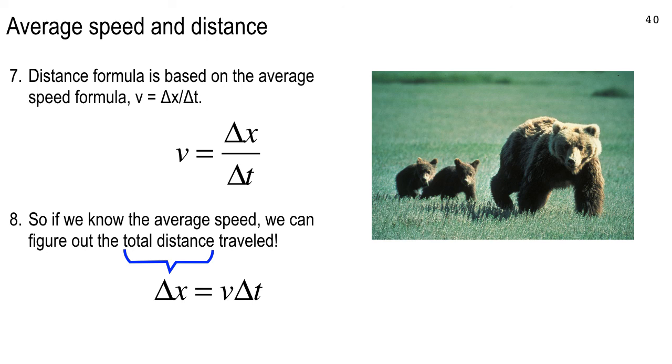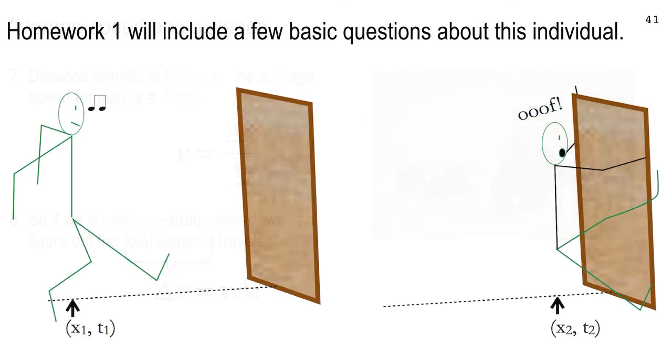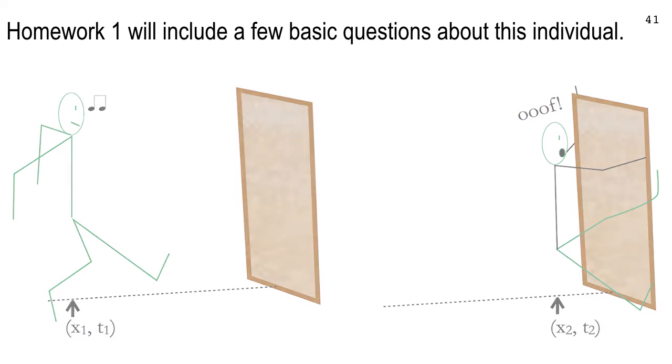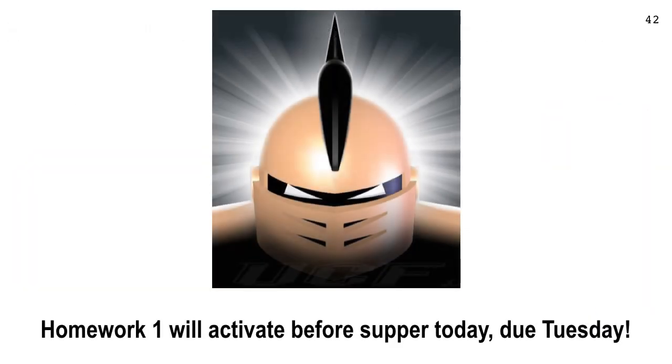We're going to talk more about this equation, delta x equals v delta t, and actually we're going to do a little bit of calculus with it on Tuesday. But before we do that, you're going to have some homework. And it will include a few basic questions. I believe this graphic is going to be on the homework. Homework one. It'll be pretty cinchy, not too gigantic. We won't have the really big assignments until next week. But I'll activate that before supper time tonight. You're dismissed. It'll be due on Tuesday, so I'll see you then.